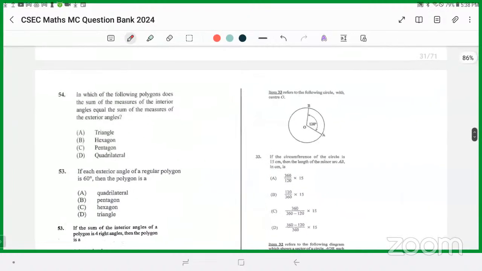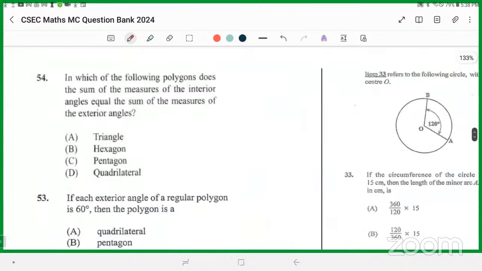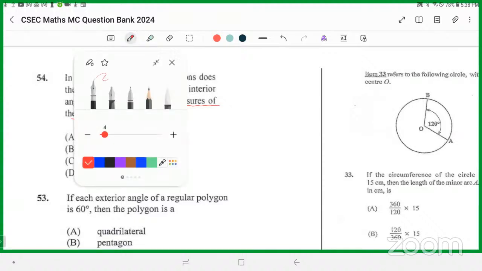All right. So this one says, in which of the following polygons does the sum of the measures of the interior angles equal the sum of the measures of the exterior angles? But we know that the sum of the measures of the exterior angles is 360 degrees. So the sum of the interior and the sum of the exterior are equal. They're asking you what quadrilateral you have when the interior is 360. So it's a quadrilateral that we have.